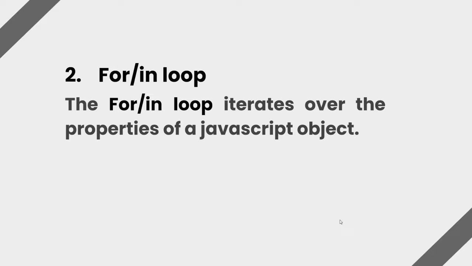So for the next loop, very briefly, we have the for in loop. Now, for those wondering how you could loop over a JavaScript object, this particular loop will do that for you. Now, the for in loop iterates over the properties of a JavaScript object. So without wasting time, let's see the syntax.